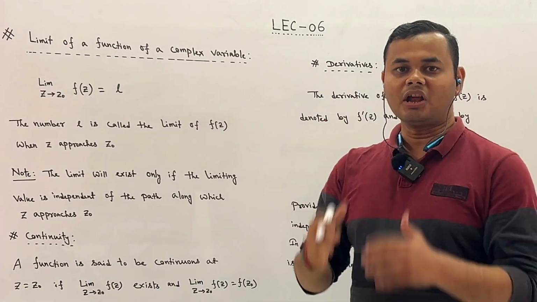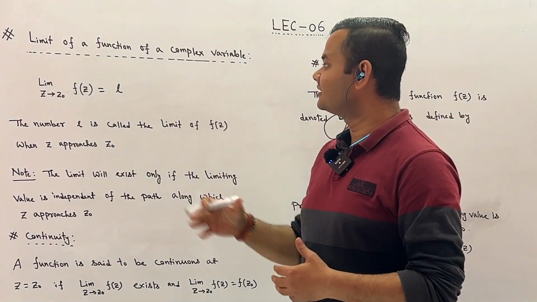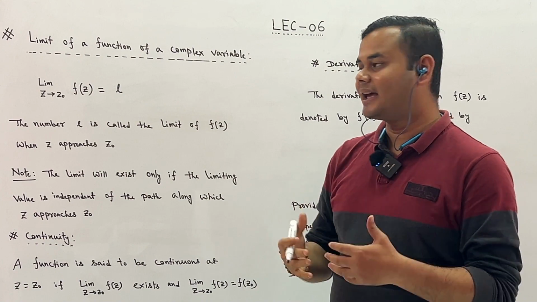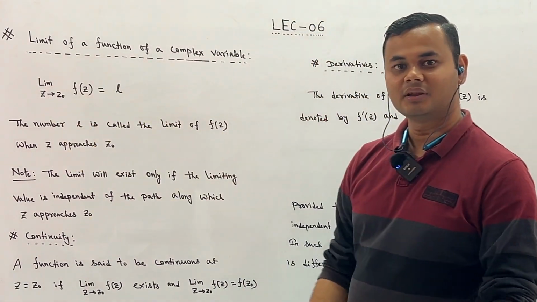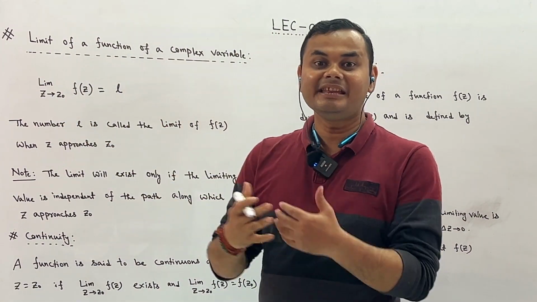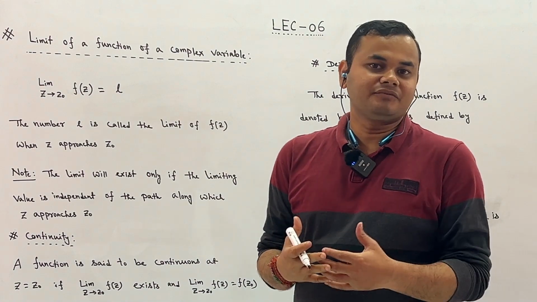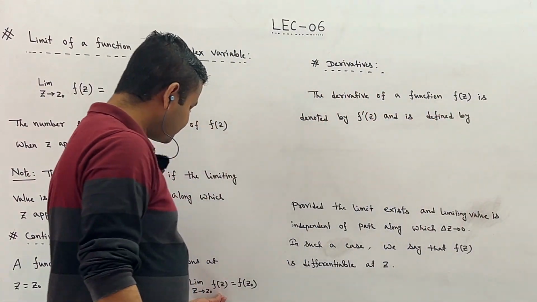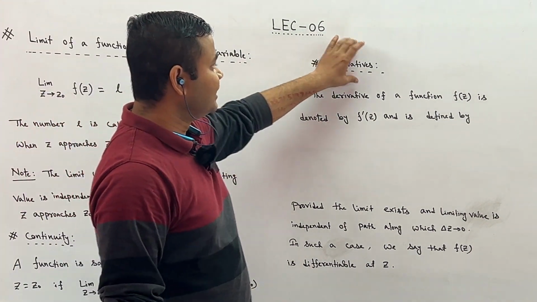Okay? Now the next topic is limit of a function of a complex variable. Students, suppose we have a relation like this: limit z tends to z naught f of z equal to L. Here L is any number. Then this number L is known as the limiting value of the function f of z when z approaches z naught. Here one important point is that this limit will exist only if this limiting value is independent of the path along which z approaches z naught. Next topic is continuity. A function f of z is said to be continuous at z equal to z naught if this limit exists and the limiting value of f of z when z approaches z naught is equal to f of z naught.